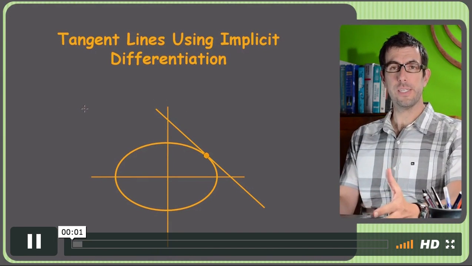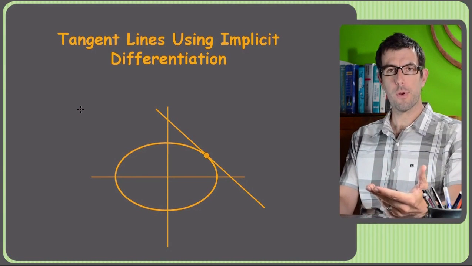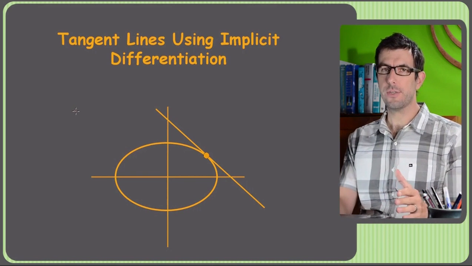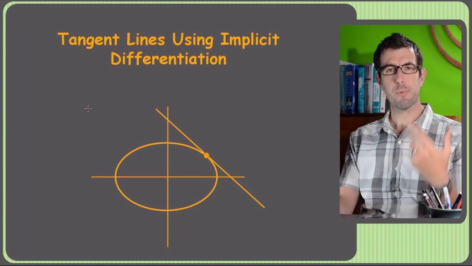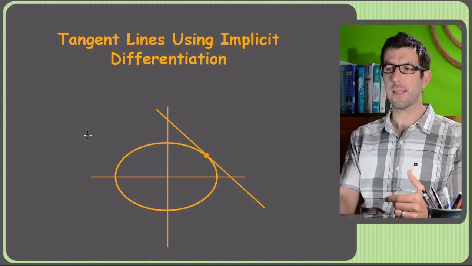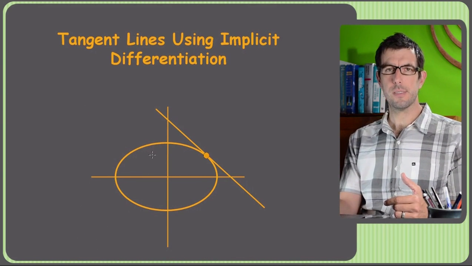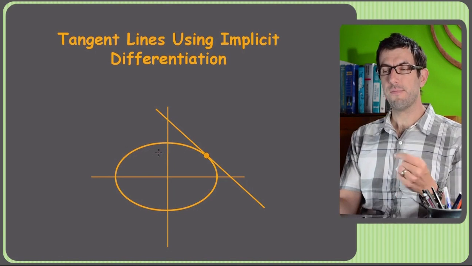All right, finding the equation of the tangent line, which we've done before, only this time we're using implicit differentiation. So obviously the technique's going to be pretty similar. We're going to use point-slope form just like last time. The big difference is that we're going to use implicit differentiation to find that derivative.